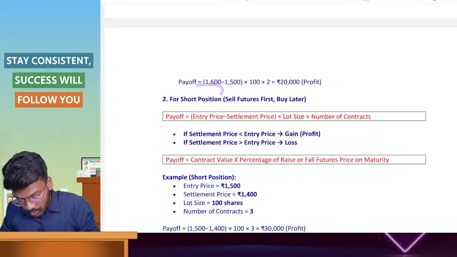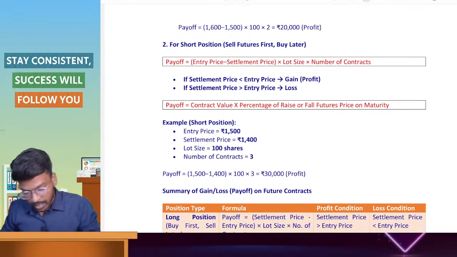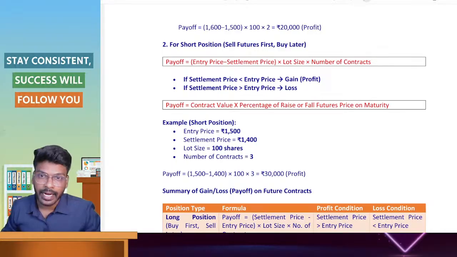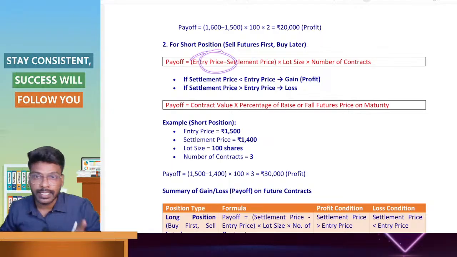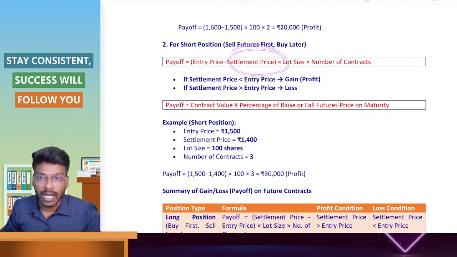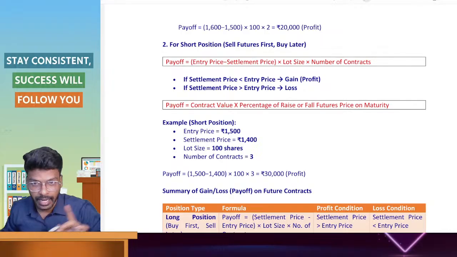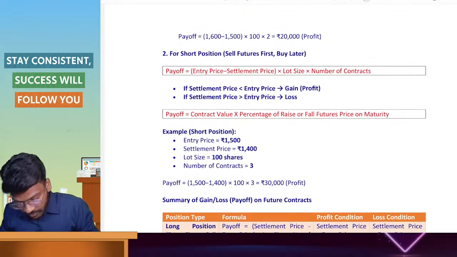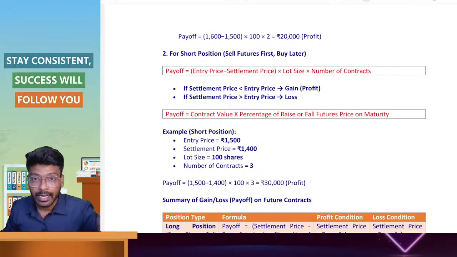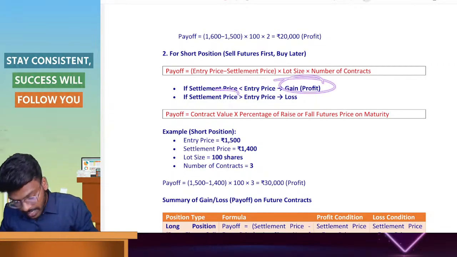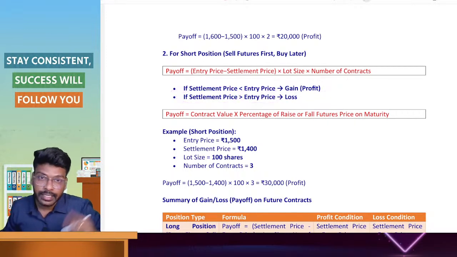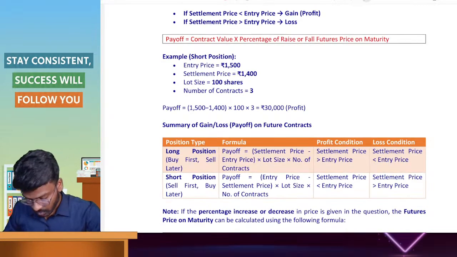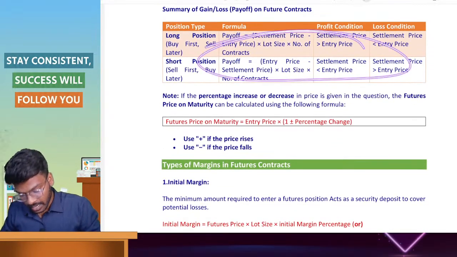In case of a short position, the person entering into the contract has the expectation that price will decrease, so entry price is the selling price and settlement price is the cost. Selling price minus cost equals payoff. If the settlement price is less and the entry price is more, he will get a gain. If the settlement price is high and the entry price is low, then loss. Summary table you can refer.